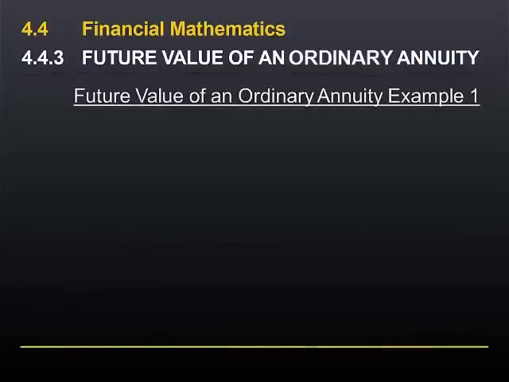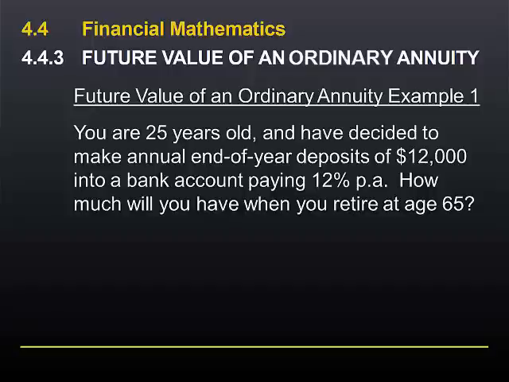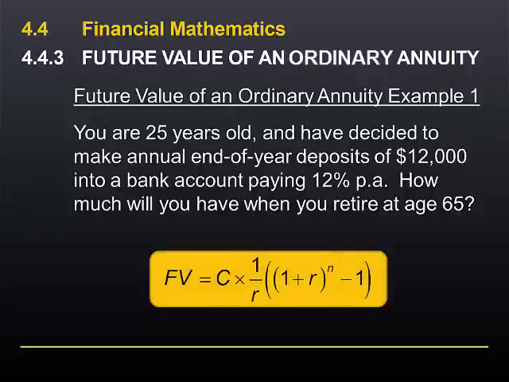So let's use an example. You're 25 years old and you have decided to make annual end-of-year deposits of $12,000 into a bank account paying 12% per annum. How much will you have when you retire at age 65? Here is the formula. We know that C is 12,000. We know that R is 12% or 0.12. We need to calculate N, but if payments occur at the end of each period and there are 40 periods of 1 year between 25 and 65, so in this case N will be 40.